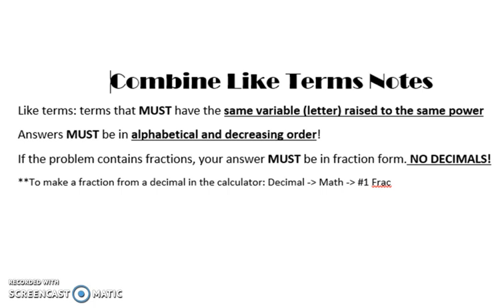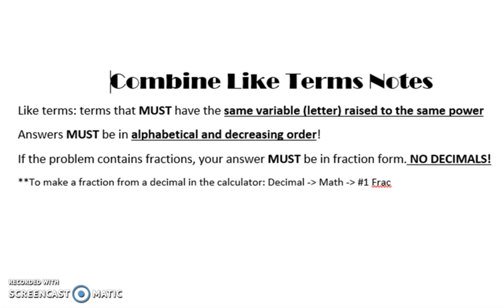Now, when it comes to combining like terms, the biggest thing here is the definition of what a like term is. It is terms that must have the same variable, which is a letter, raised to the same power. And that's important because sometimes you'll see problems where they have the same variables, but they're raised to different powers. They're not like terms if they don't have that same power.